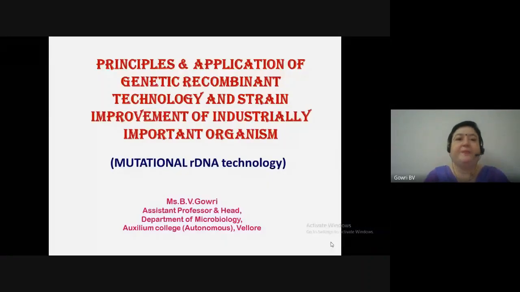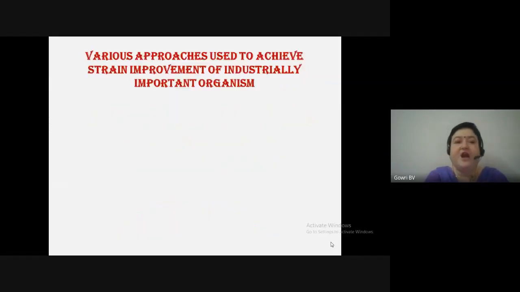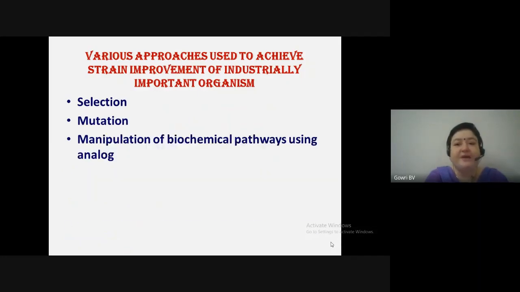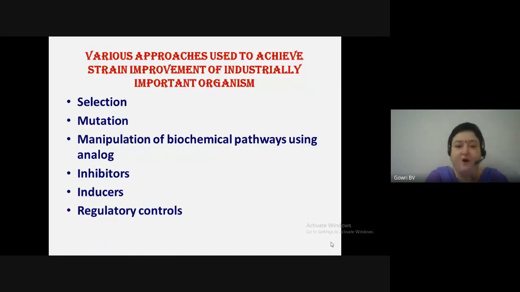From the beginning again. Principles and applications of genetic recombinant technology and strain improvement of industrially important organisms. Mutational rDNA technology. Various approaches used to achieve strain improvement of industrially important organisms: selection, mutation, manipulation of biochemical pathways using analogs, inhibitors, inducers, regulatory control, and of course, overproduction, which means strains producing higher amounts.